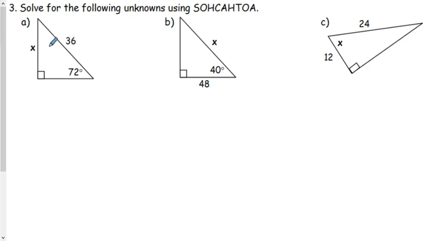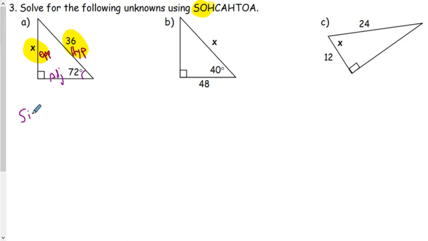Okay, so for our first one, I'm looking from my angle of 72 degrees. This is my opposite side. This is my hypotenuse, and this is my adjacent side. Now we got to assess which ones are useful to me here. I know the hypotenuse, so that's an important one. I need to know the opposite side, so that's an important one. Opposite and hypotenuse, that's our sine ratio. So let's set up our good old sine ratio.